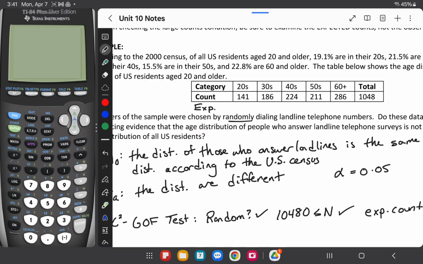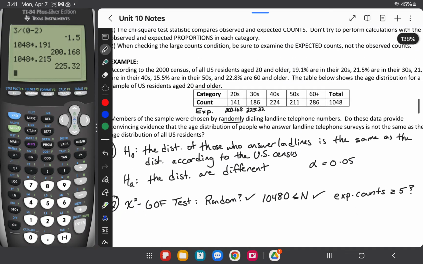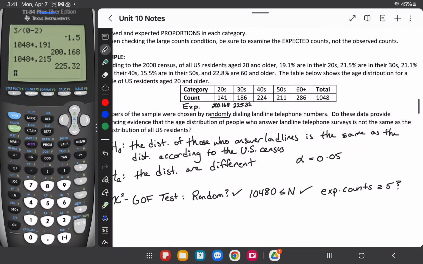We'll do that by taking the total multiplied by each of the probabilities. So starting with 1,048, we'll take that and multiply by 0.191, which was 19.1% in their 20s, which is 200.168. Next, we'll do the same 1,048 multiplied by the 0.215 for their 30s, which is 225.32, and so on. If you want to fast forward the video so you can see those final numbers, feel free. I'll go ahead and continue to type them in.